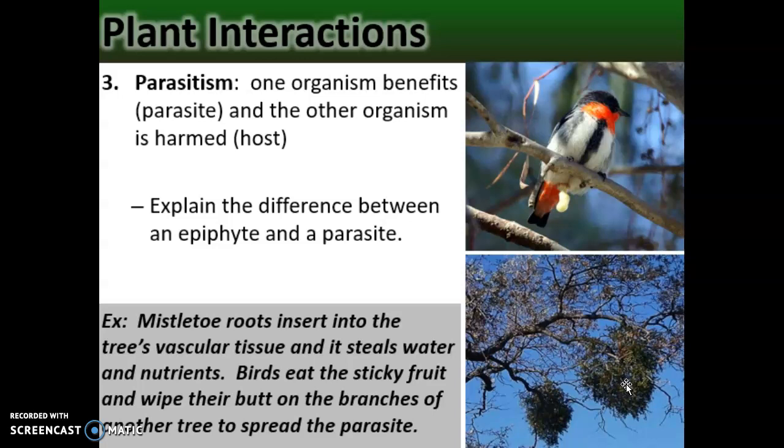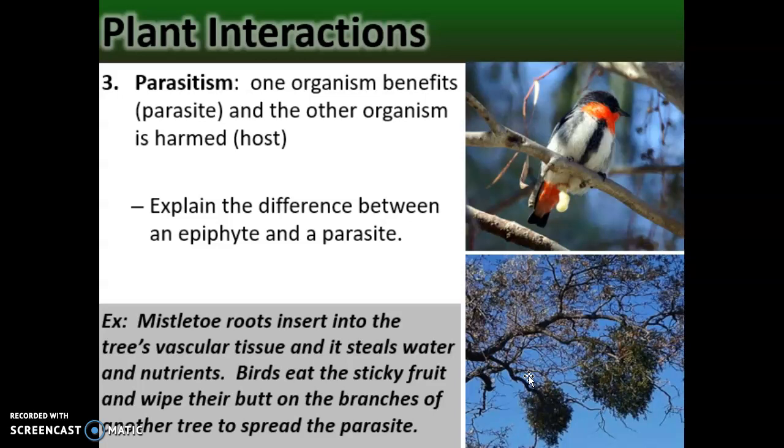Okay? Now the mistletoe is different than an epiphyte. The bromeliad that we saw on the previous slide didn't steal water and nutrients from its host plant, alright? It just had roots that grew around the host plant, but it was responsible for collecting its own resources. However, this mistletoe has roots that grow directly into the vascular tissue of this larger tree, and it steals water and nutrients from its host tree.